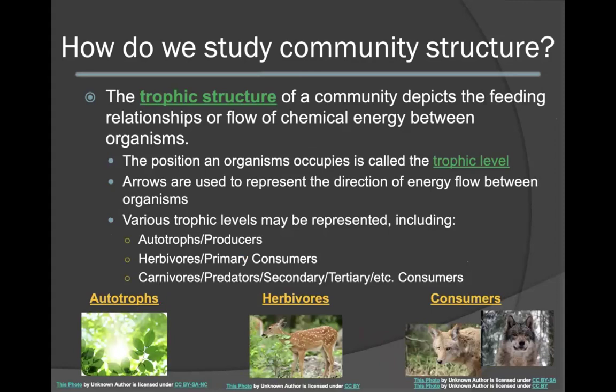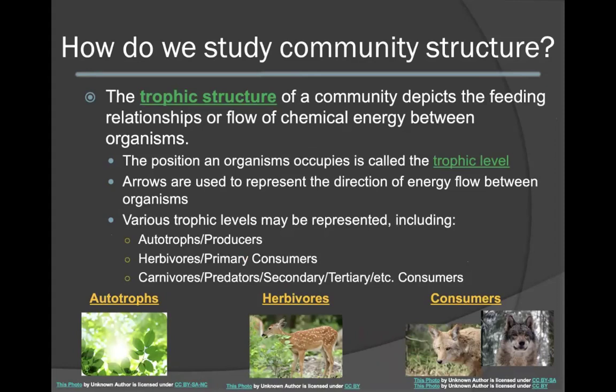We can also study community structure by looking at the trophic structure. The trophic structure will depict the feeding relationships or flow of chemical energy between organisms within a system. The position an organism occupies within this structure or within this analysis is termed the trophic level. Arrows are typically used to represent the direction of energy flow between organisms.